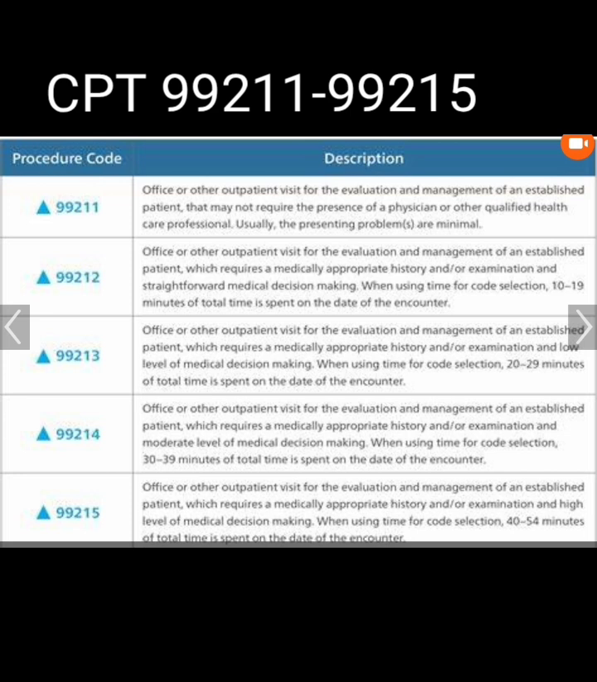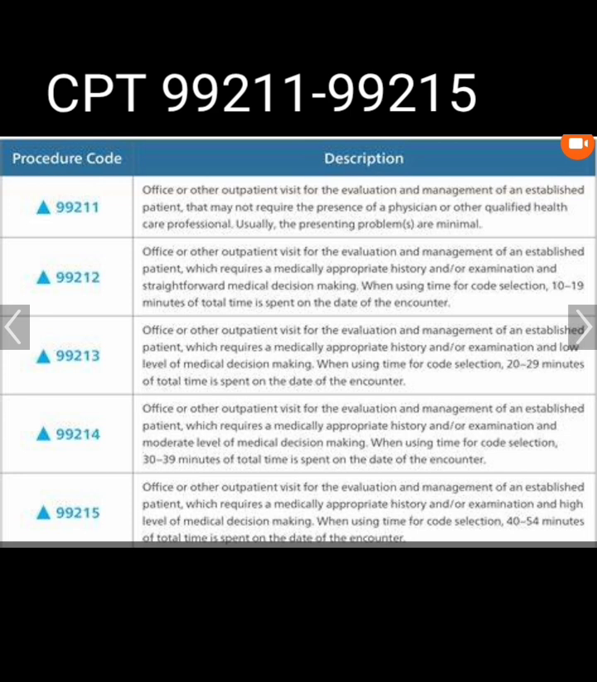Now that brings us to 99214. This is when we get to moderate medical decision-making, or if we're doing time-based, it's 30 to 39 minutes. Now, on this code, it's typically going to be a worsening chronic condition, or they're coming in with multiple complaints, or the need to change a medication. So there's a moderate risk here.